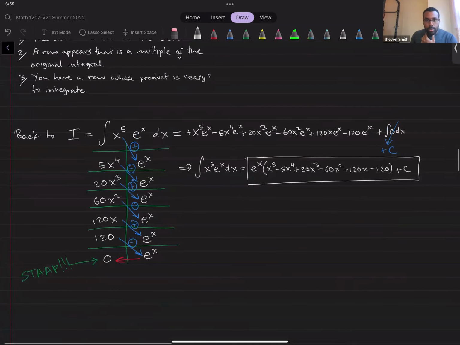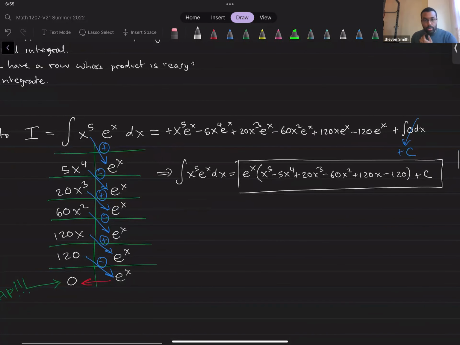Sorry, would you take the answer without the e to the x pulled out? Would that be acceptable? It's the same, yeah. I just didn't want to rewrite e to the x 5 times again. So that's why I did it. Okay.